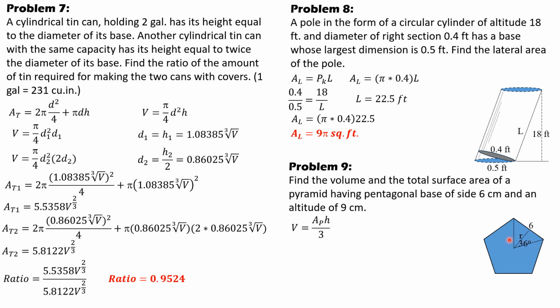So the angle here is equal to 360 degrees divided by 5, so 72 degrees. Then since this is only half of the central angle, half of 72 is 36 degrees. So this is also half of 6, or 3.